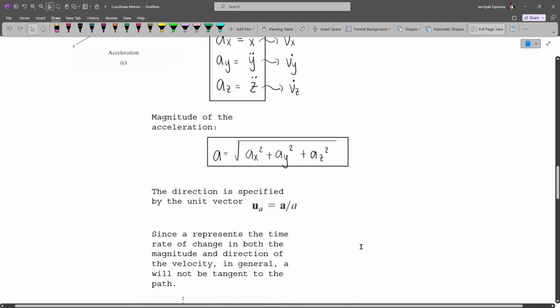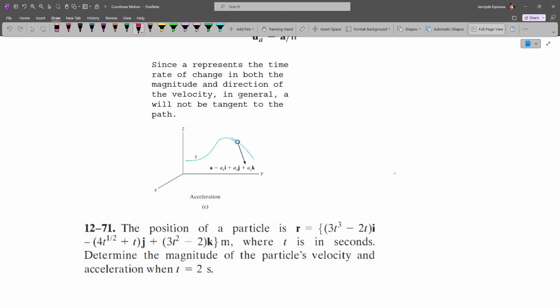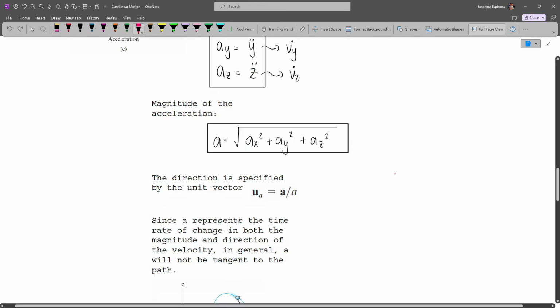And then the magnitude of the acceleration will be the square root of ax squared plus ay squared plus az squared. And then the direction is specified by the unit vector u sub a, which is equal to a over italicized a. And since we are talking about acceleration, the direction will not be tangent to the path, as you can see here.